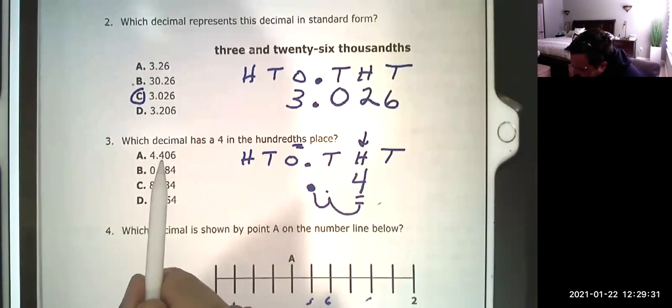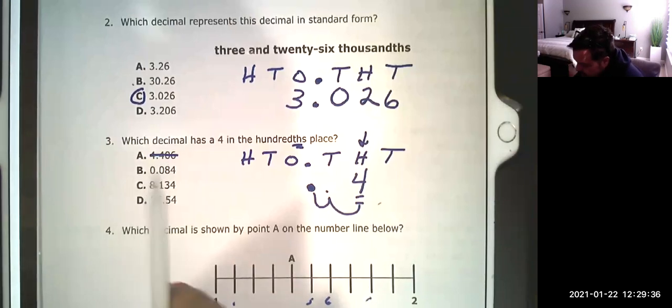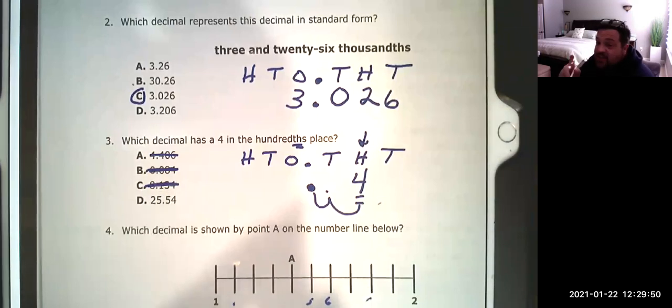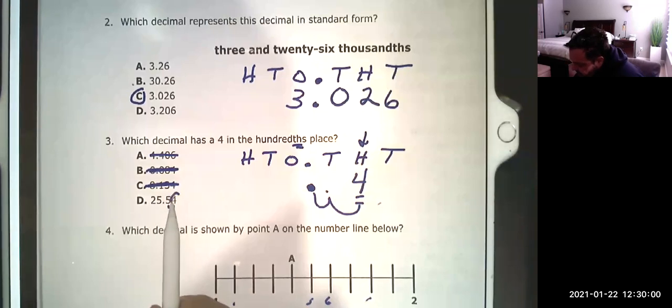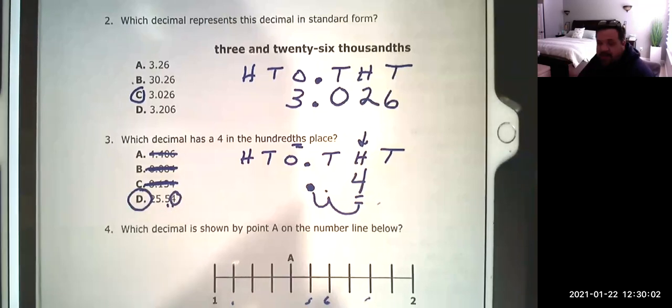Decimal, tenths, hundredths. This has a 0 in the hundredths. That can't be the answer. Decimal, tenths, hundredths. That has an 8 in the hundredths place. Can't be the answer. Decimal, tenths, hundredths, has a 3 in the hundredths. Can't be the answer. This actually threw me off the first time I looked at this, because I went, wow, there is no answer. But they tricked me because they moved the decimal over. The decimal's over here. Tenths, hundredths. There's the hundredths place. There's your 4. Your answer is D.